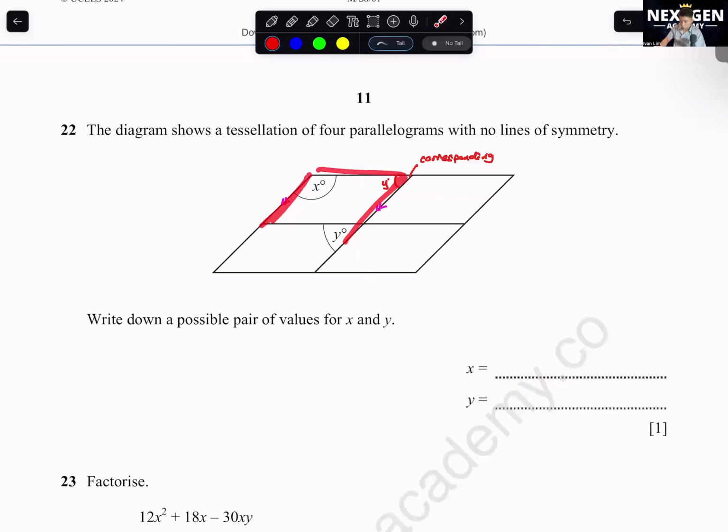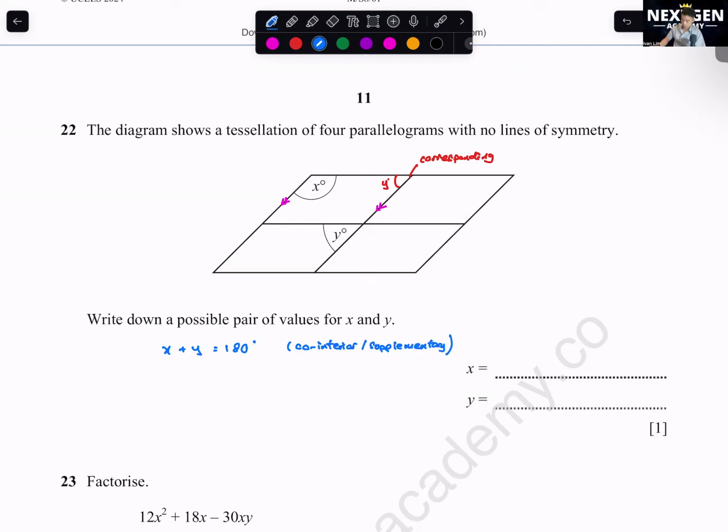Then after we understand that these two are corresponding, these are parallelograms, so that means this line and this line are parallel to each other. So these two angles, x and y, will be equal to 180 degrees. Okay, what's the name for it? You either call it co-interior or supplementary angle, when two lines are parallel to each other.